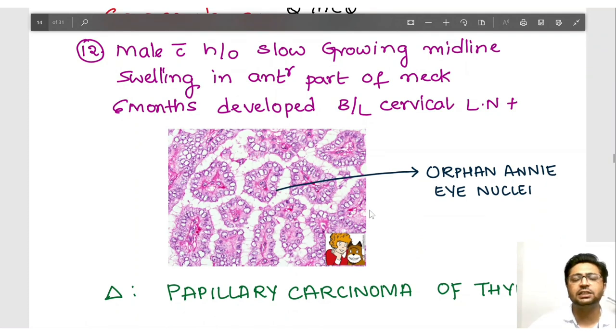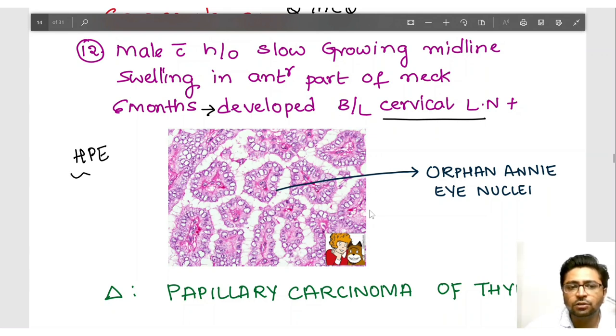The next question which was asked is, a male patient presents with history of slow growing midline swelling in the anterior part of the neck. After six months the patient developed bilateral cervical lymph nodes, and a histopathological slide was shown. So the image shows Orphan Annie eye nuclei. So you can appreciate in this diagram the Orphan Annie eye nuclei.